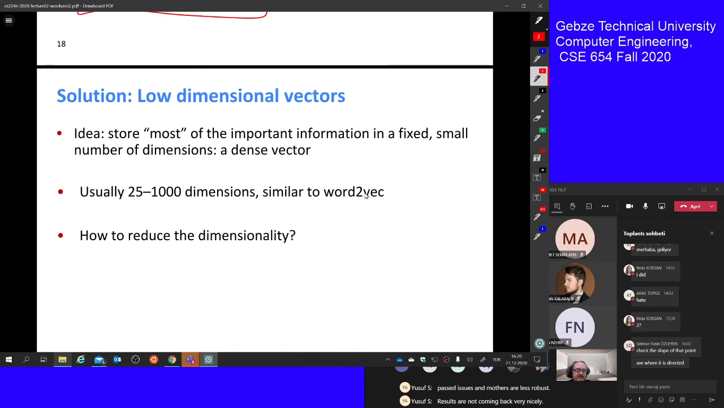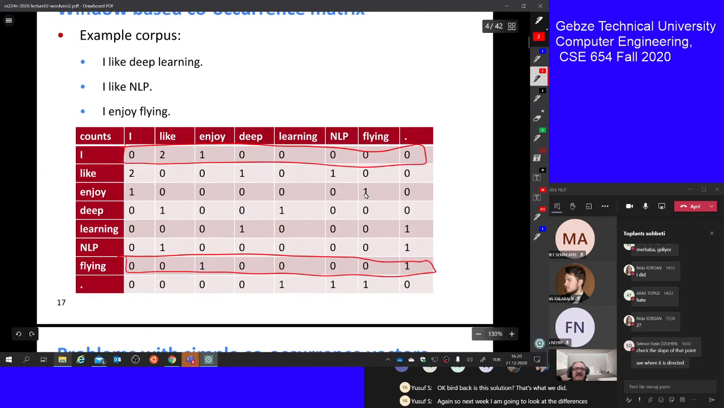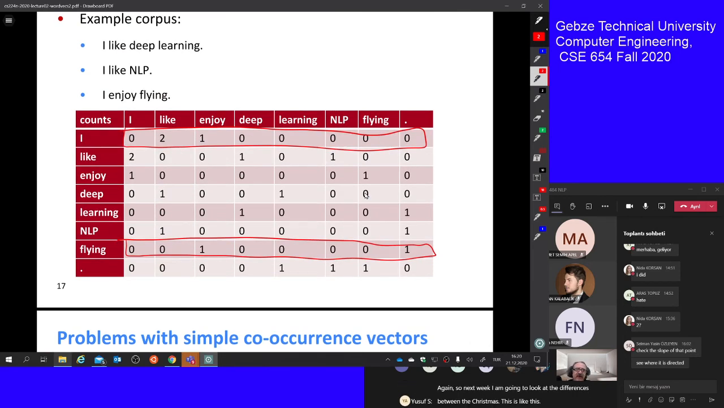That's what we did. Next week I am going to look at the differences between co-occurrence matrices like this and word2vec, and show you the advantages of word2vec. Also, we will start talking more about using deep learning for NLP. I guess that's it for today, and next week we will continue from this position.